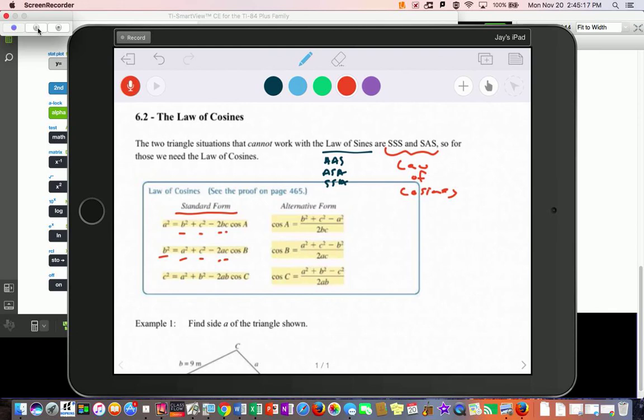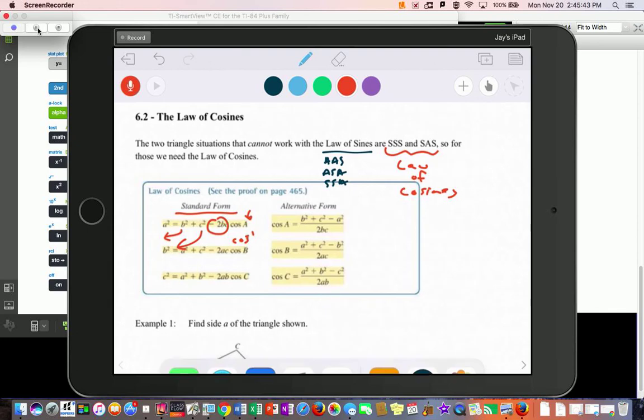Now, the alternative form is for speed. You can actually solve by taking this over and then dividing this stuff off and then inverse cosine. You can find angles with the standard form, but the alternative form is for speeding up the process.